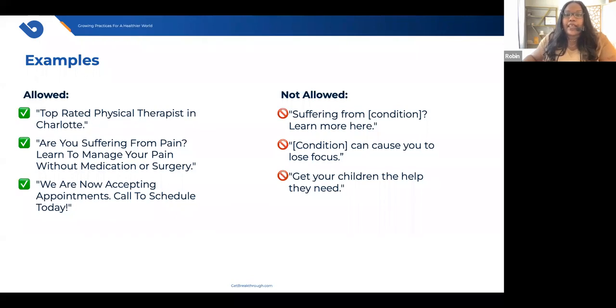You want to avoid things like suffering from diabetes, learn more. Arthritis can cause you to lose focus, and get your children the help they need. Again, you want to make sure you eliminate using the yous and yours.